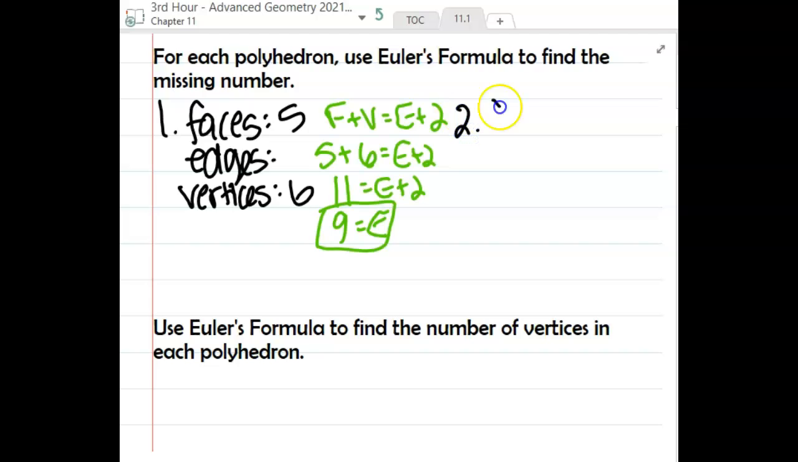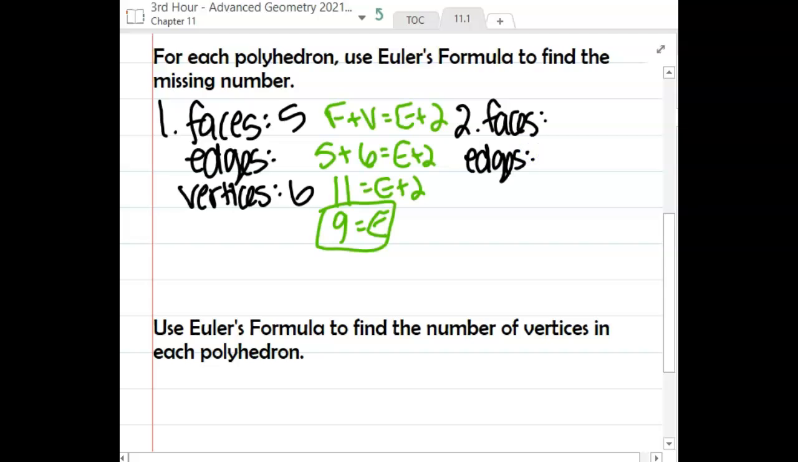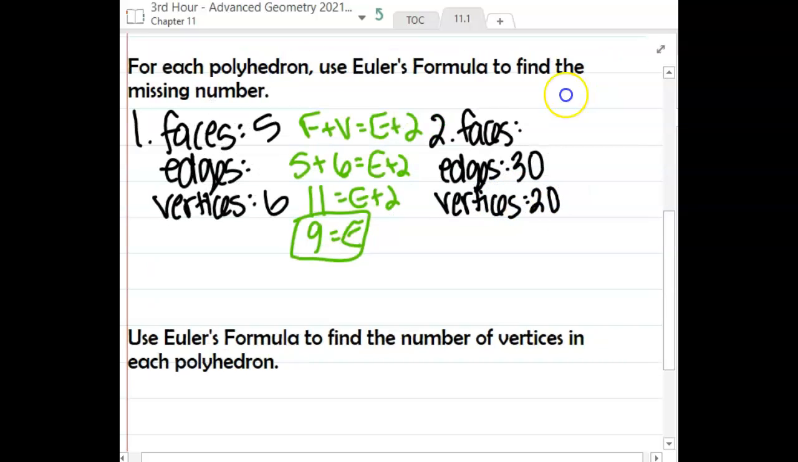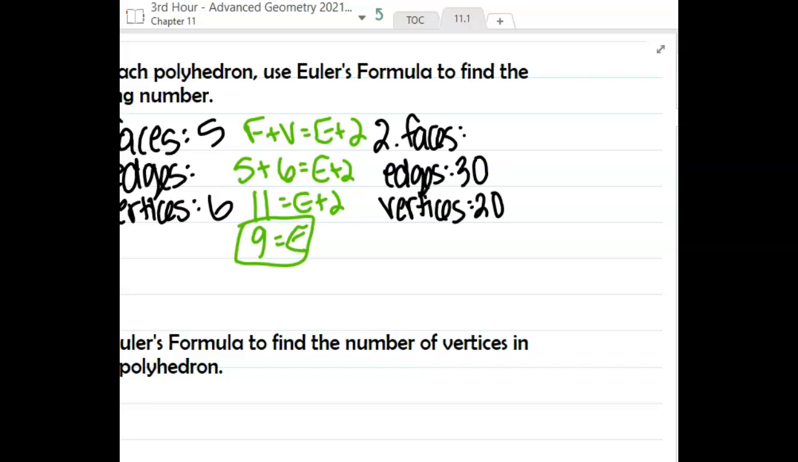Okay, one more. This time, if I don't know how many faces there are, but if there are 30 edges and 20 vertices, 30 edges and 20 vertices.